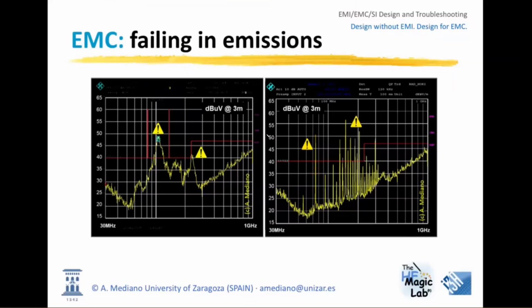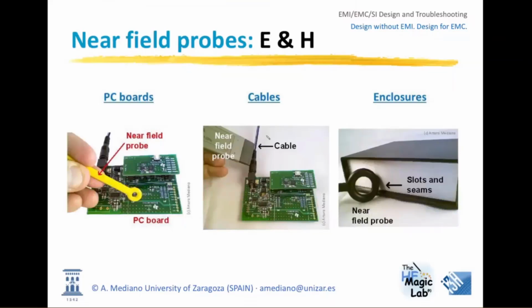Okay, thank you. Well, when looking for this kind of emissions, we can use near-field probes. Remember, near-field probes, basically magnetic near-field probes, are small loops like this one here that are able to pick up magnetic field from the activity in your circuit. So with this kind of tools, you can scan small PC boards or big PC boards. You can scan cables, looking for aggressive wires that can be working like antennas, or you can scan for leakage in enclosures and metallic boxes for your products.